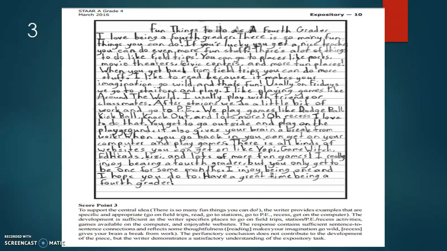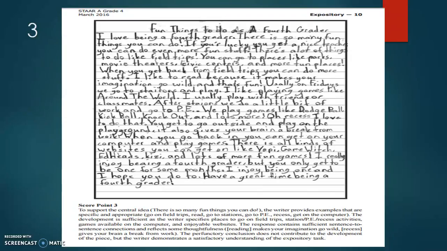Okay, so you see here, to support the writer here, the central idea is there are so many fun things you can do in 4th grade. So we can expect that we're going to read about all the fun things to do.